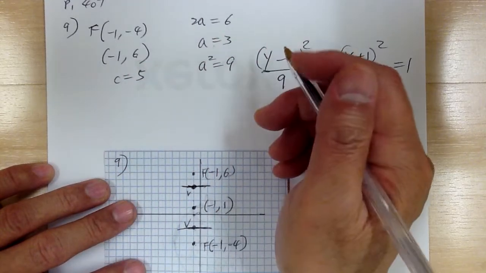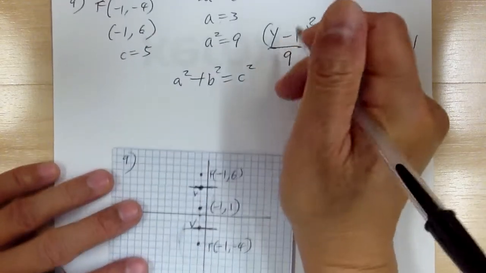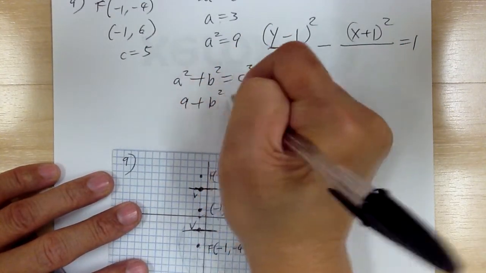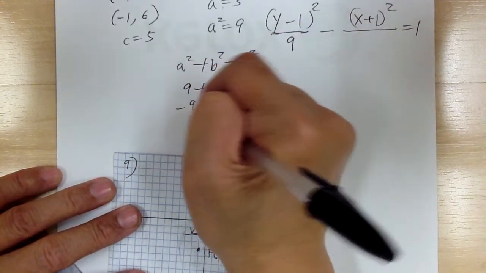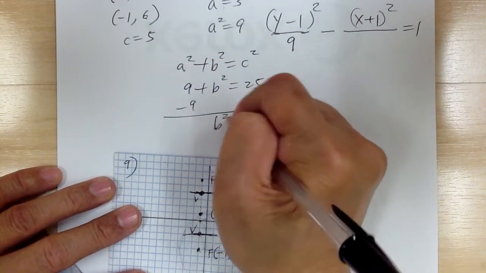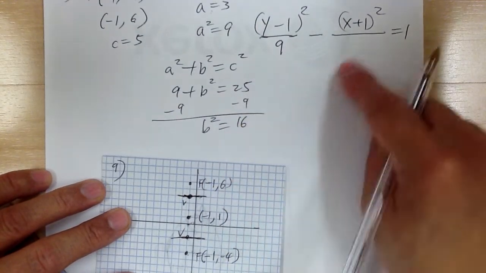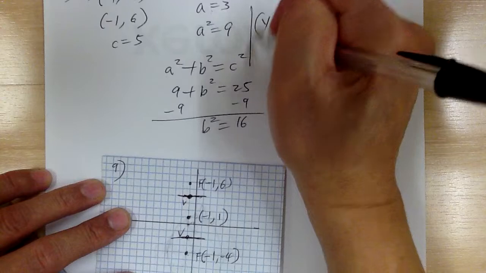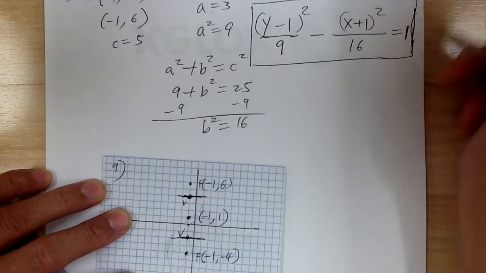3, 4, 5 special triangle. But if you don't see that, then you have to do the Pythagorean Theorem. So you got 9 plus b squared equal to 25. So minus 9, so b squared equal to 16. And since this space is already taken, 16 will go under here. And that would be your answer.